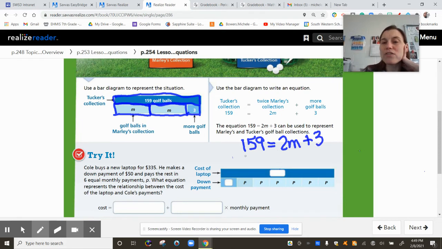And we wrote our equation in this order. It doesn't matter which way you write it. They're both the same because the 159 is on one side of the equal sign and the expressions are on the other. So this way is fine. I like it this way because when we go to solve it later, this is going to be a lot easier to solve.